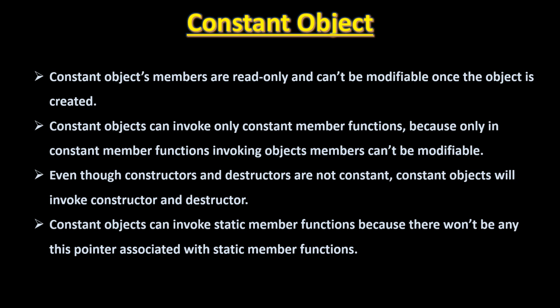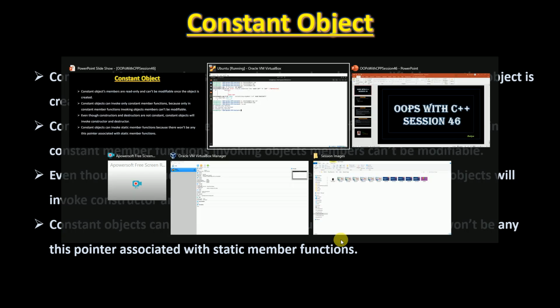If you are not able to access the invoking object's data members, then there is no problem with the object invoking this static member function. So constant objects can invoke only constant member functions, and this rule is excluded for constructors, destructors and static member functions. Okay. Now come back to the program.